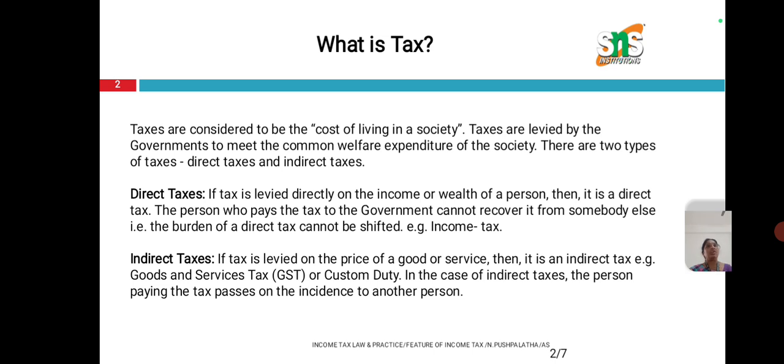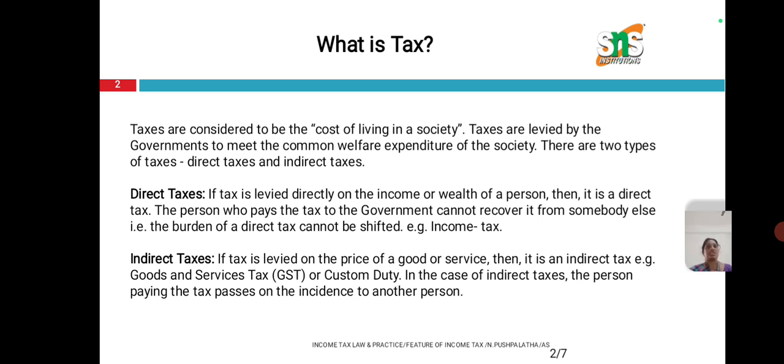Then ad valorem tax. The tax can be value added tax. They pay a percentage only. For example, 12% GST on mobile phones, 18% GST on restaurant meals. These are the points included.